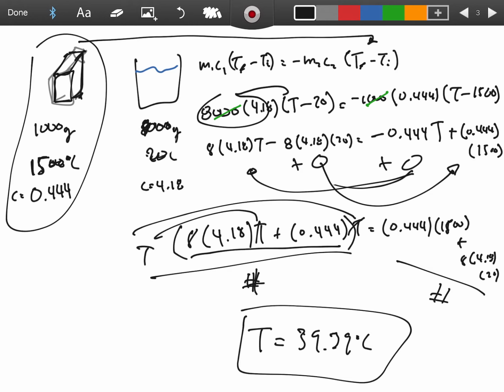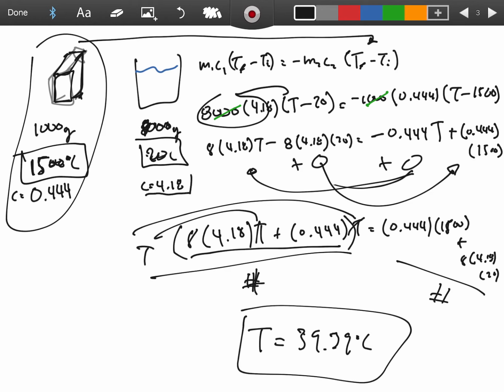Now we want to look at this. We're basically at 40, so the temperature of your water doubled. You had 8,000 grams of water and you doubled its temperature. But the temperature of the iron went way down, from 1,500 degrees Celsius to 40 degrees Celsius. So does that make sense?